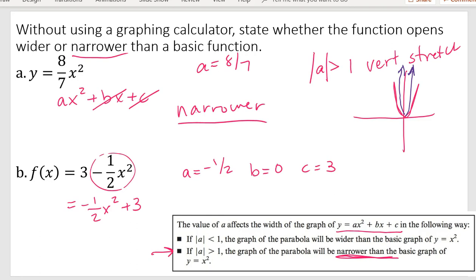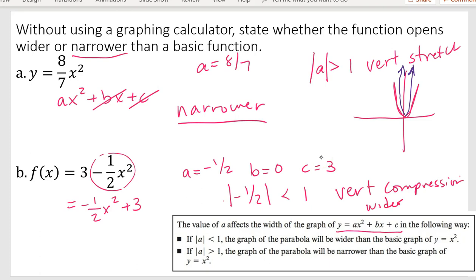But all we're caring about for narrower and wider is our a, okay? Since the absolute value of a is less than 1, in our last section we would have said we have a vertical compression. So in this section, we're going to say wider than the basic function.